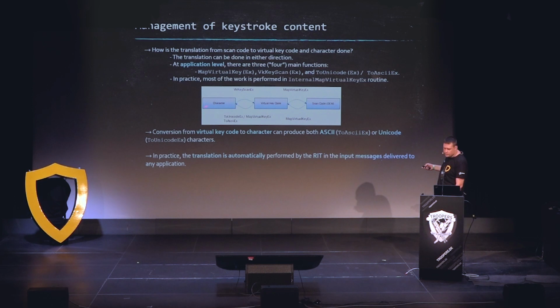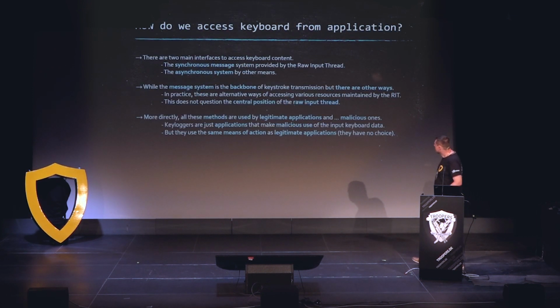But sometimes, for one character, you can have different sequences of virtual key codes. In this case, Microsoft uses only the simple one it has in memory. The translation is, by the way, automatically done by the raw input thread. So this is only if you want to redo the work of the raw input thread manually. That's all.